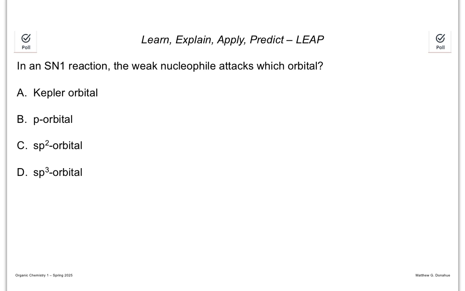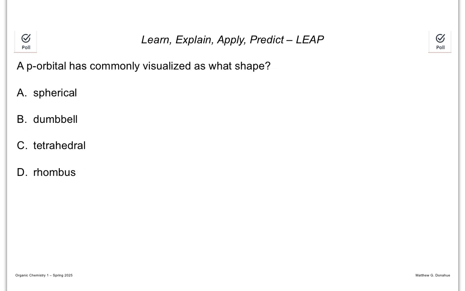So in an SN1 reaction, the weak nucleophile attacks which orbital? So that's B, the p orbital. Again, that's where the plus charge resides. The p orbital is commonly visualized as a dumbbell. So again, the two lobes on sort of either face of the molecule.